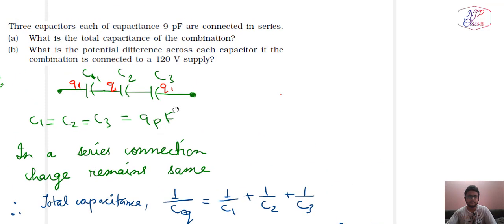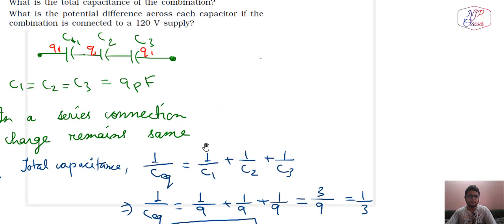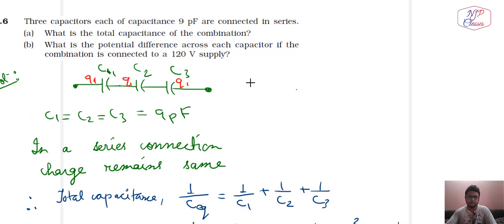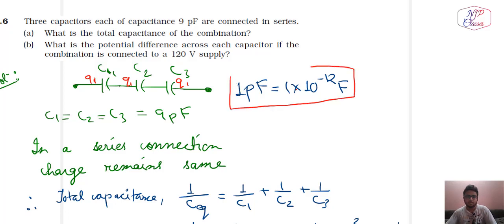Is it clear? It is a simple calculation. 1 picofarad means how much? Picofarad converted into farad is 1 into 10 to the power minus 12 farad. 1 picofarad means this much farad. This you keep in mind, the conversion. Pico, nano, milli, micro, all of these you should know. You will have to know them; in Class 11 you already did units and dimensions in the first chapter.